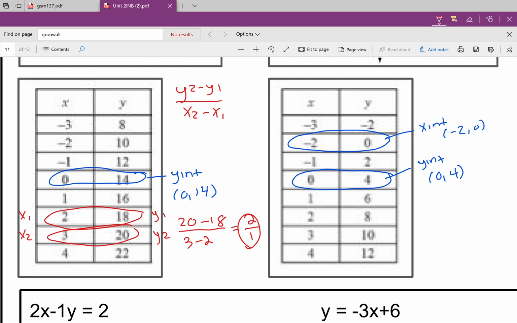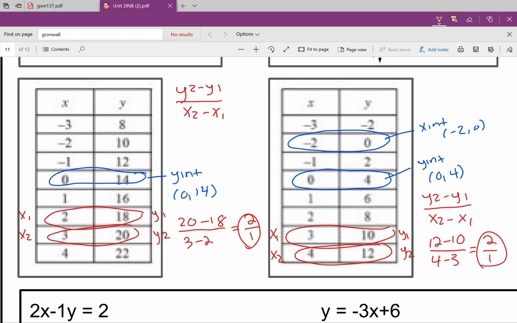Okay, so now we're going to find the slope using the slope formula, y2 minus y1 over x2 minus x1. I'm going to go ahead and just choose the bottom 2 points. Remember, you can choose any 2 points you want. It does not matter. Okay, so I went ahead and labeled it x1, x2, y1, y2. And so if I plug it in, I get 12 minus 10 over 4 minus 3. 12 minus 10 is 2, and 4 minus 3 is 1. So my slope is the same as the last table, 2 over 1. Okay, so that's how we find y-intercept, x-intercept, and slope on tables.